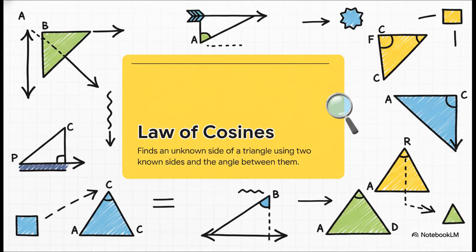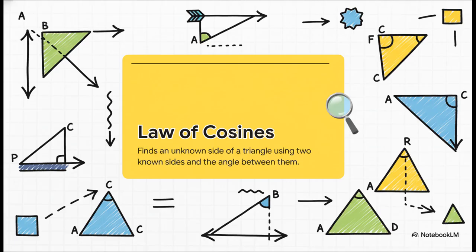Well, we use the perfect tool for the job, the law of cosines. I mean, this formula is literally tailor-made for this exact situation. If you've got any triangle and you know two sides and the angle between them, this formula will spit out the length of that third side.